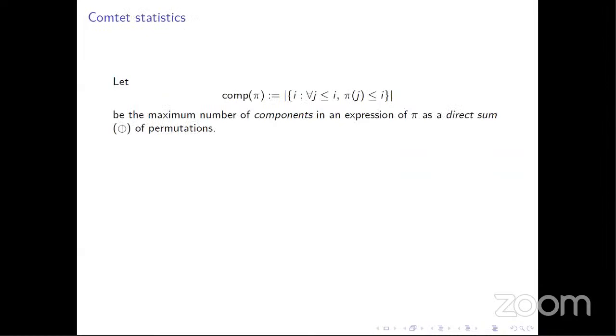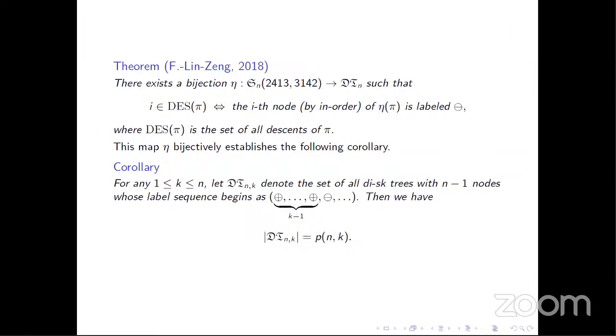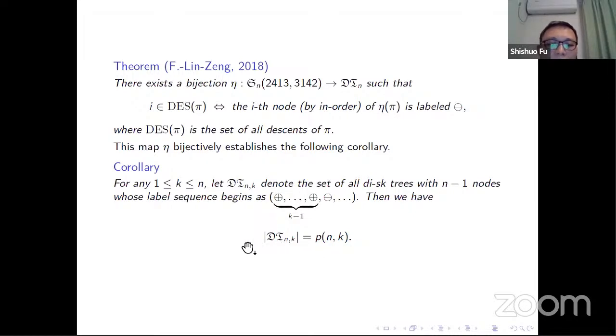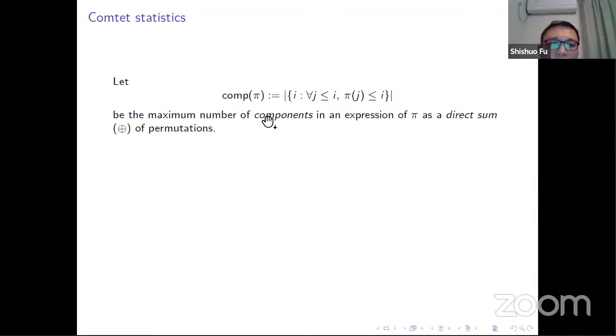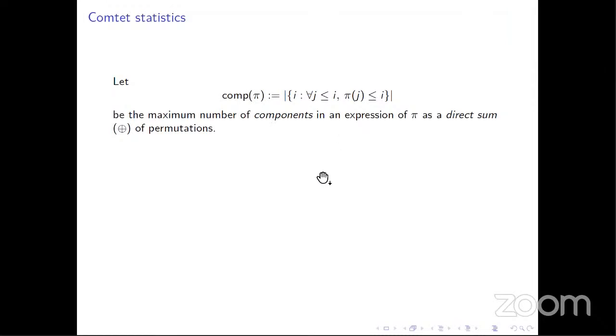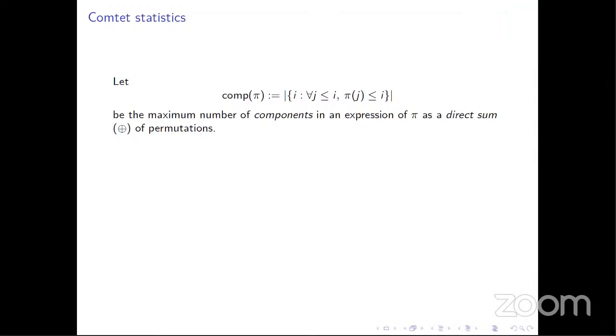Sure. Yeah. Okay, so now we come to the second unknown thing in our title, the Comtet statistic. Because now we introduce this IAR statistic. According to our results, its distribution among all the disk trees is given exactly by the distribution of a statistic called components. The way to define these components is also using the direct sum. So now you are only allowed to use direct sum, not skew sum.